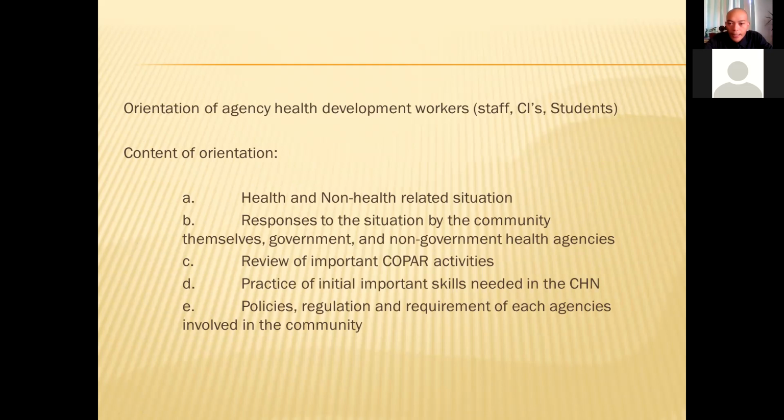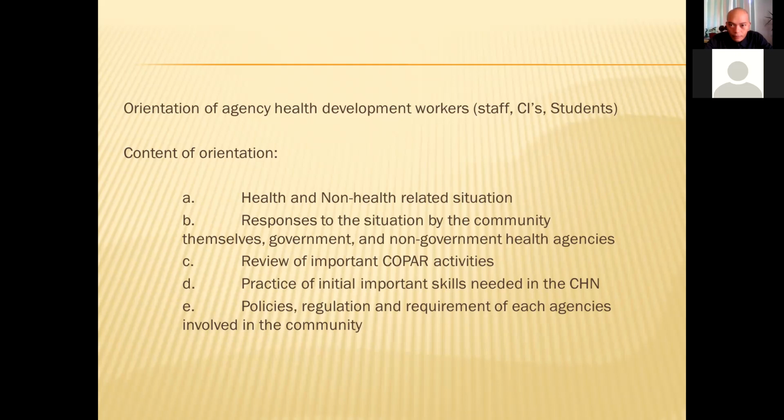A health and non-health related situation. We have to talk to you about the situation of the community in terms of environment, what to expect, for example, their health situation, what are the ongoing illnesses, why did we choose that community. In terms of that, we have to orient you. Orientation regarding the responses to the situation by the community themselves, government and non-government health agencies.